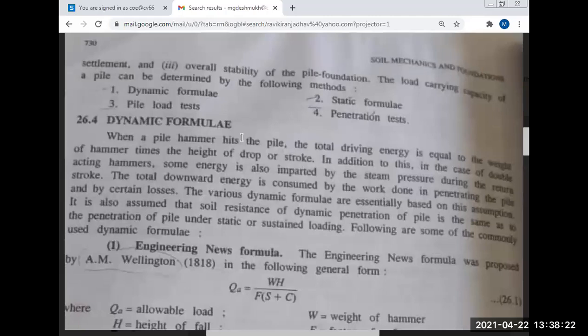Once again, I remind you, the ultimate bearing capacity of a pile is determined by four methods. First is dynamic formulae, second is static formulae, third is pile load test, fourth is penetration test. One by one, we will take them after the break.